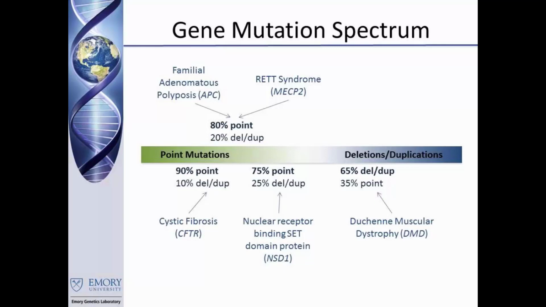What you see here are some examples. For DMD, the mutation spectrum is well established, and the majority are deletions and duplications. At the other end of the spectrum is CF, where we know the majority are point mutations. Some common mutations are also known in these genes. But for the newer genes, the most recent 2,000 to 3,000 genes, the mutation spectrum is not known.